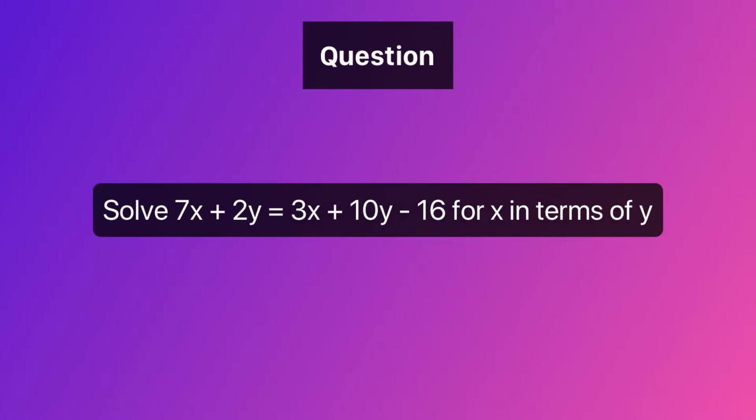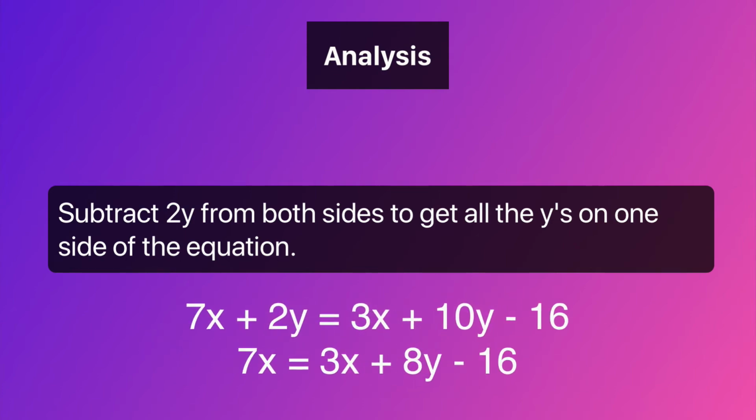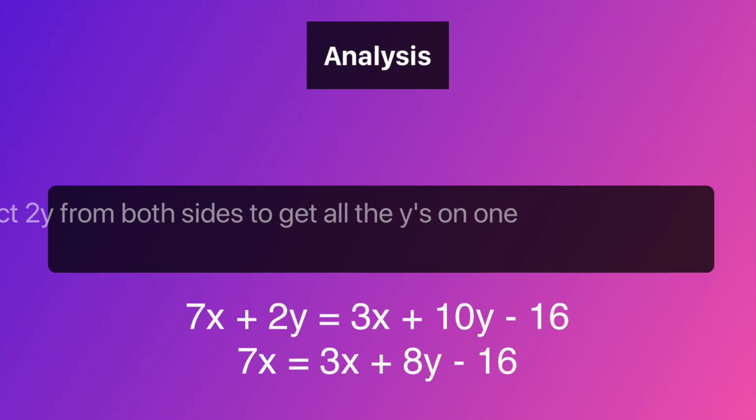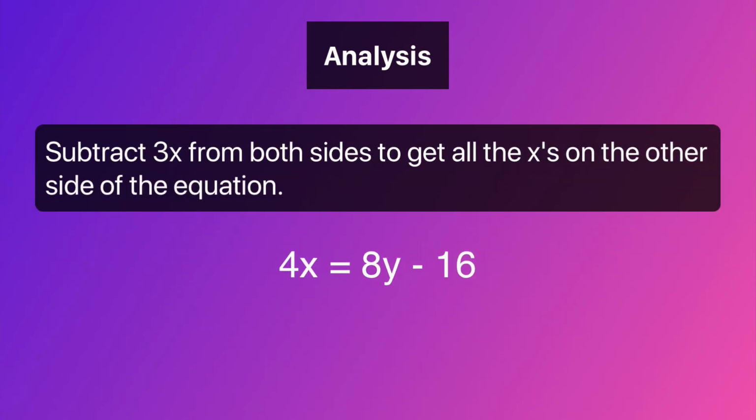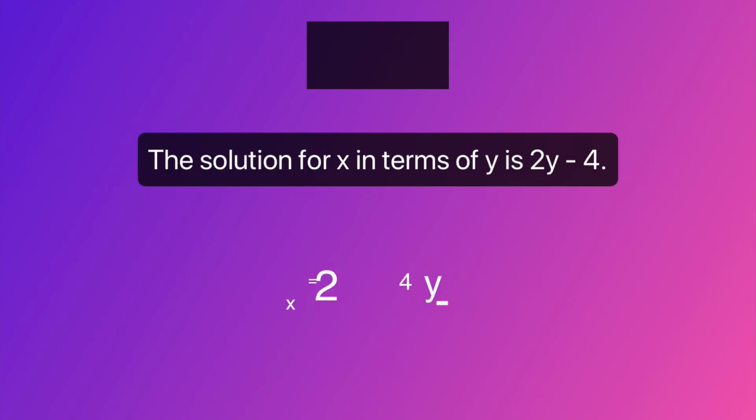Let's do another example. Solve 7x plus 2y equals 3x plus 10y minus 16 for x in terms of y. Subtract 2y from both sides to get all the y's on one side of the equation. Subtract 3x from both sides to get all the x's on the other side of the equation. Divide both sides by 4 to isolate x. The solution for x in terms of y is 2y minus 4.